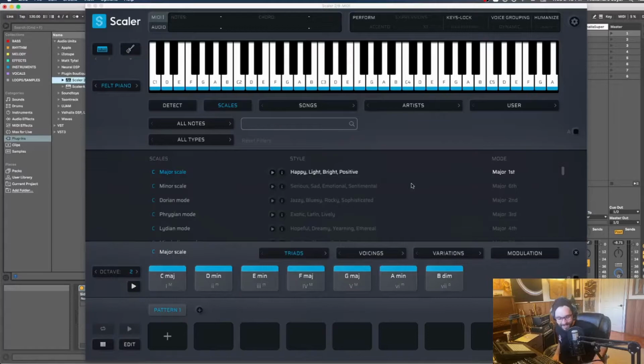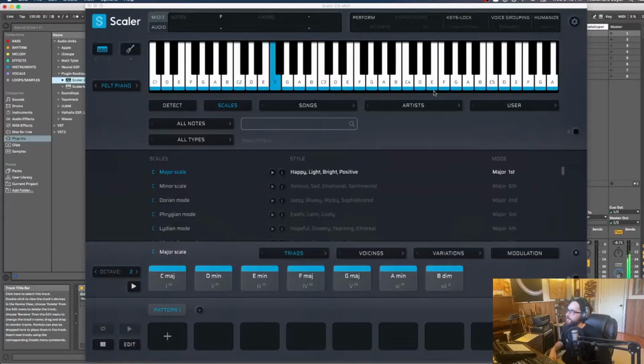All right, so I have a plugin called Scalar loaded up, which shows you the keys I'm pressing on my keyboard, because it's just easier to showcase and talk about what's going on with some visual feedback. And yeah, let's go ahead and get started.